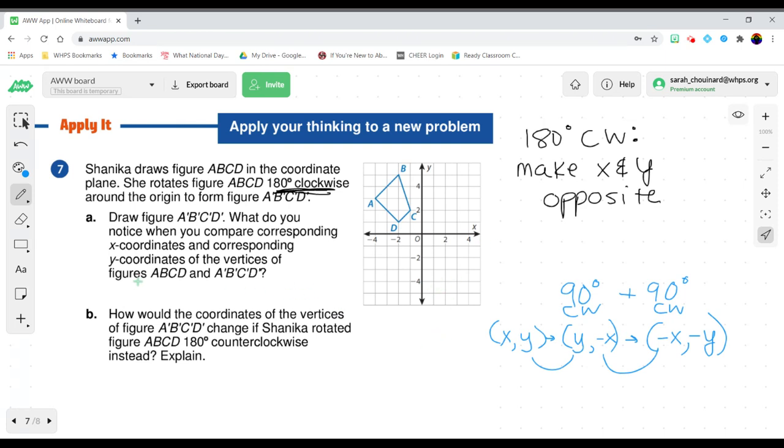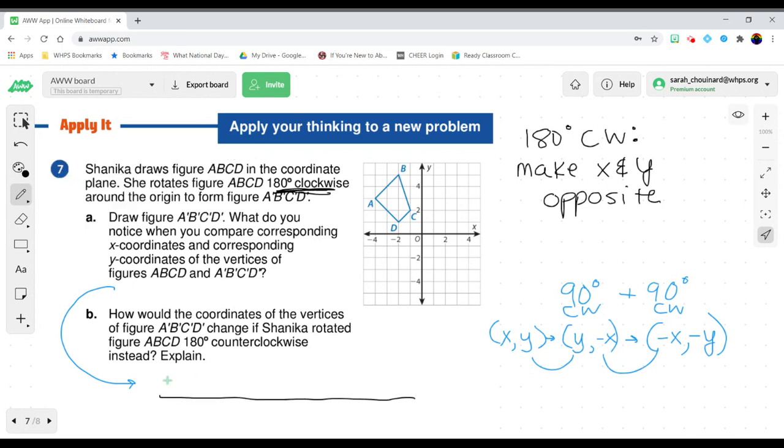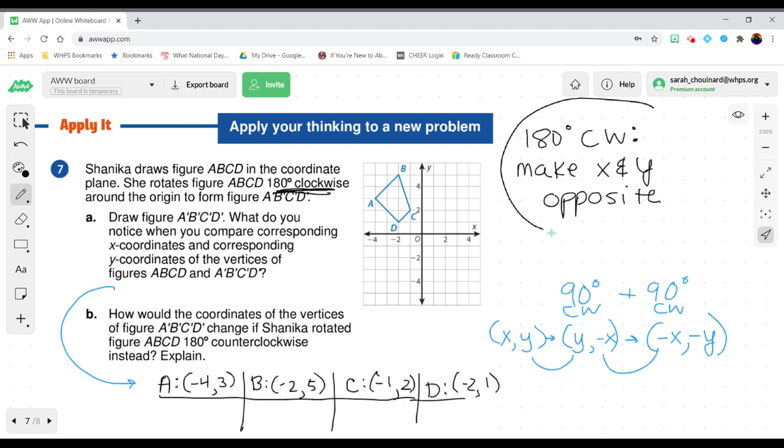So we're going to do the same thing. I don't have as much space as you guys do for A, so I'm going to do my work for A right down here. You should be writing all of your coordinates of the pre-image down. So coordinate A is -4, 3, X first, then Y. B is -2, 5. C is -1, 2. D is -2, 1.